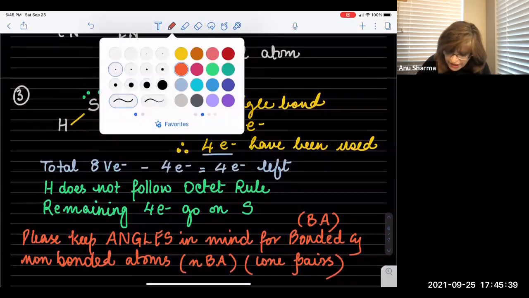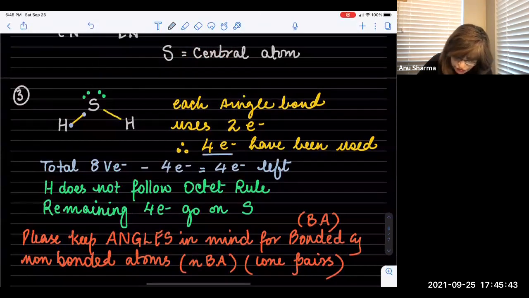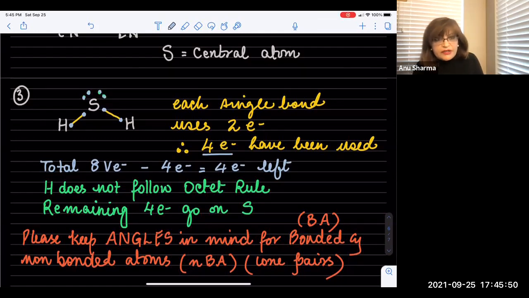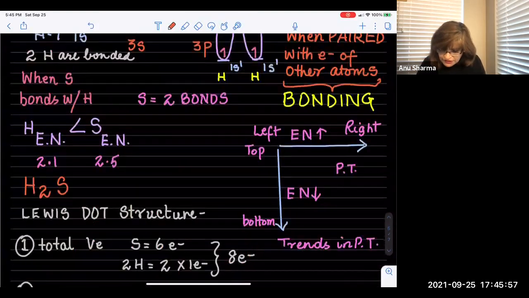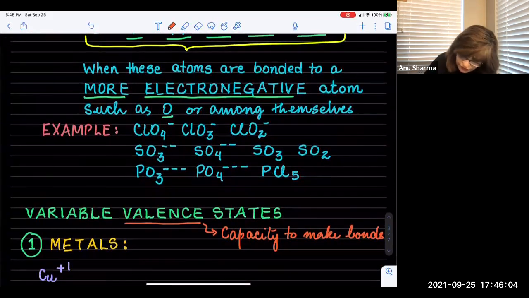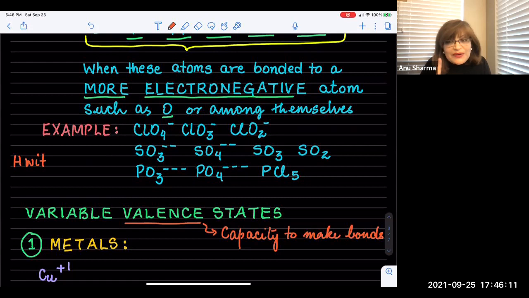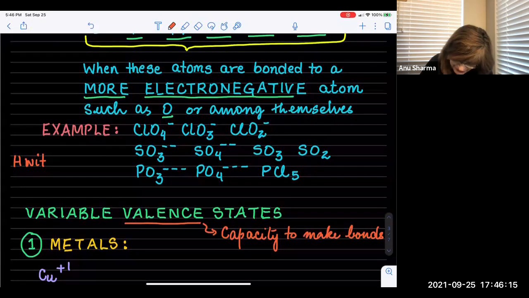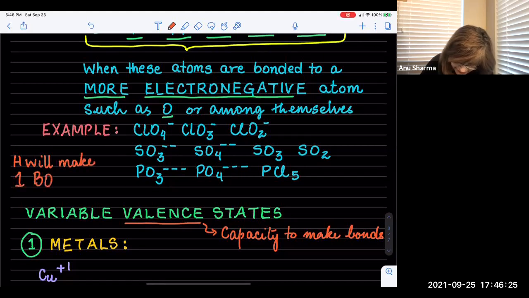Okay, so now check, first of all, total number of electrons: 1, 2, 3, 4, 5, 6, 7, 8. All 8 electrons have been used, okay? Next thing is hydrogen will only make 1 bond, and nothing more. Okay, so keep this in mind.